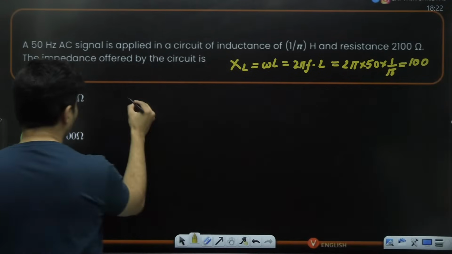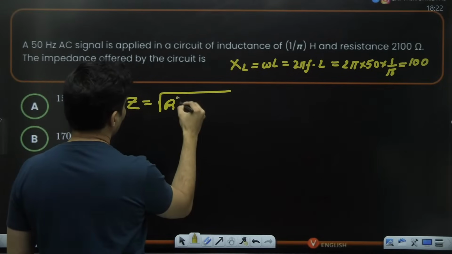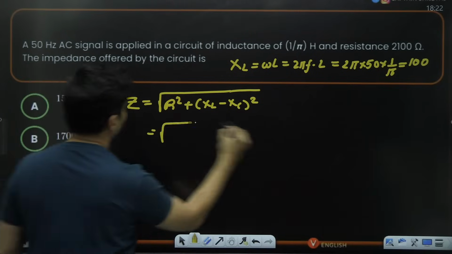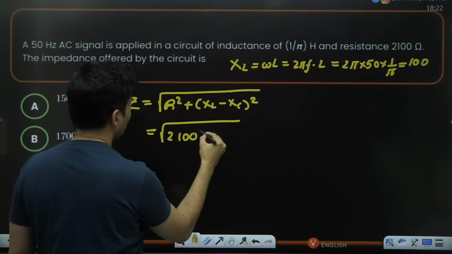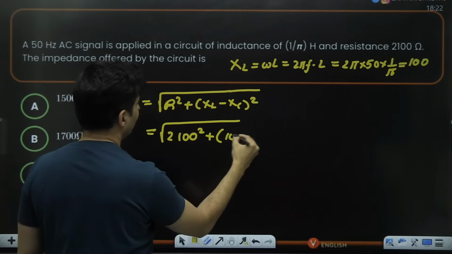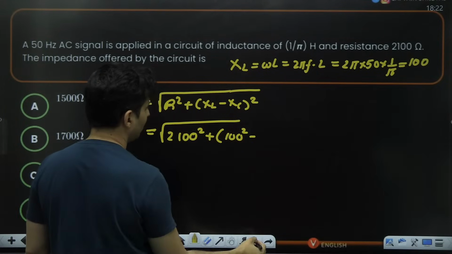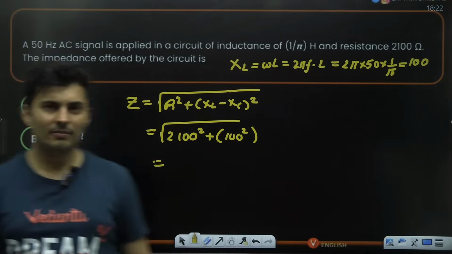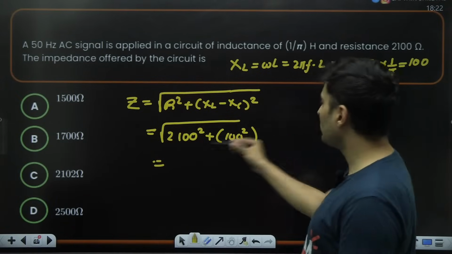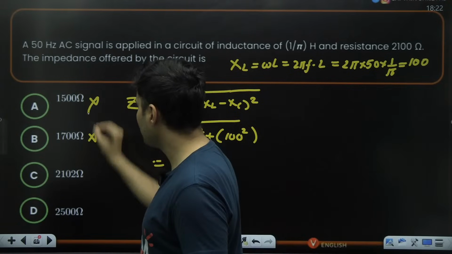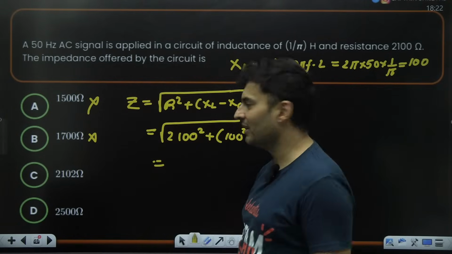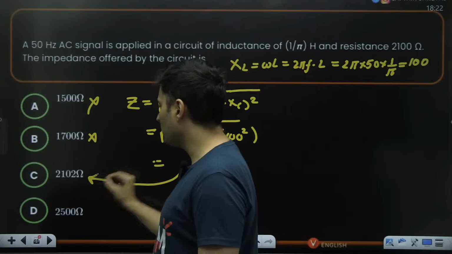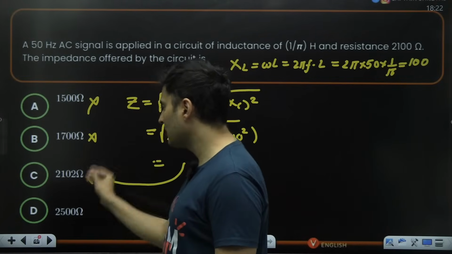Now you have to find the impedance. Impedance is the root of R square plus (XL minus XC) whole square. XC is not there. Resistance is there, which is 2100. XL is 100, and nothing is there apart from that. So what will you do in this case? Obviously, the answer for this particular problem will be more than 2100. So this is eliminated, this is eliminated, but it can't go to 2500. This number 100 is very small compared to 2100. So I think it will be option C without even having to calculate it. Yes, it is option C.